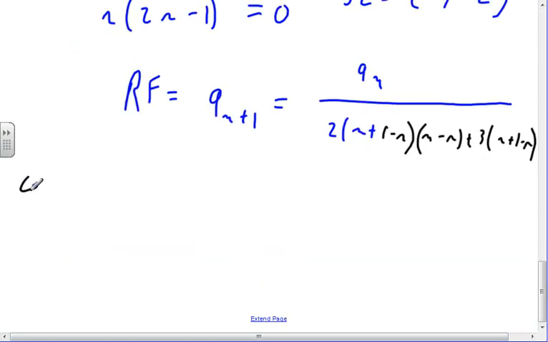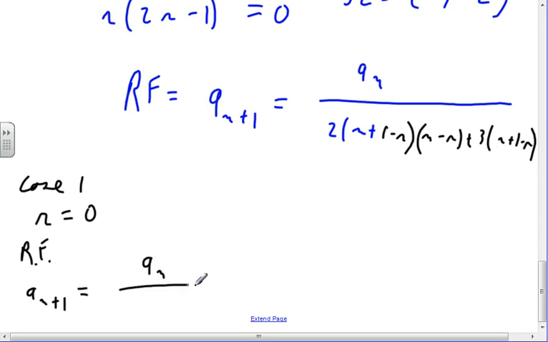Okay, so case 1. r is equal to 0. When r is equal to 0, my recurrence formula becomes a_{n+1} is equal to a_n divided by 2 times n plus 1 times n, plus 3 times n plus 1.